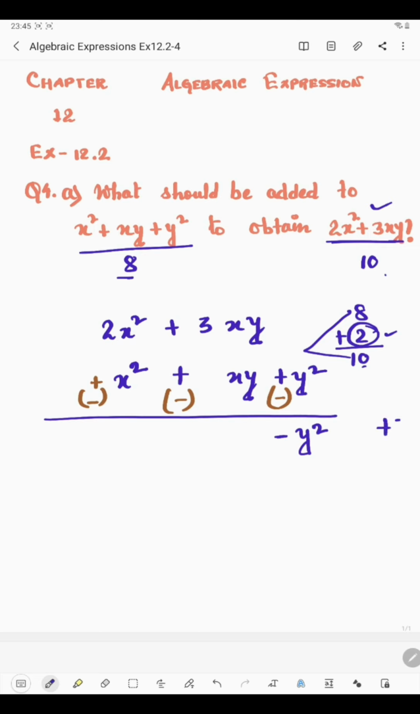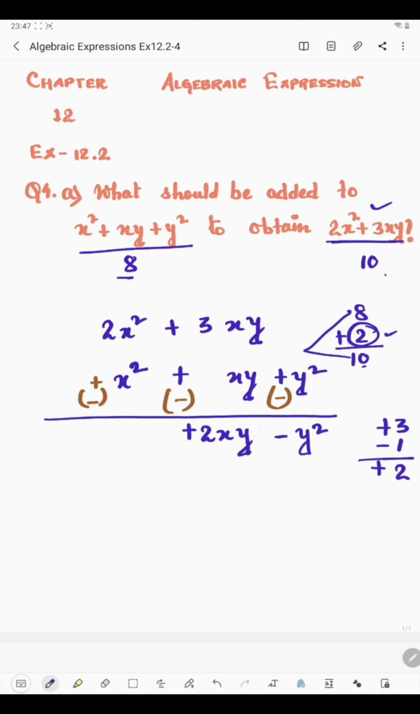Now after this we have plus 3xy and minus xy. So plus 3 and minus 1. Here the coefficient of this xy is 1 as there is no digit. Now plus and minus, when we have opposite signs we have to do subtraction. So 3 minus 1 is 2, and since 3 is greater and the sign of 3 is positive, it will be positive. So it will be plus 2xy.